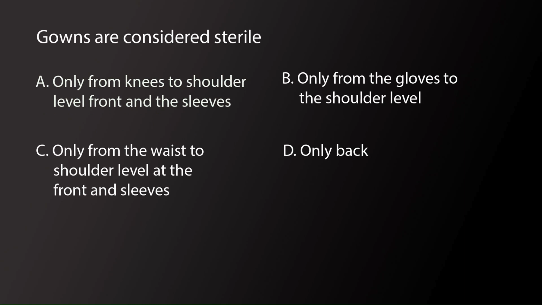Next question. Gowns are considered sterile: Option A, only from knees to shoulder level, front and the sleeves. Option B, only from the gloves to the shoulder level. Option C, only from the waist to shoulder level at the front and sleeves. Option D, only back. The correct answer is option C, only from the waist to shoulder level at the front and sleeves.